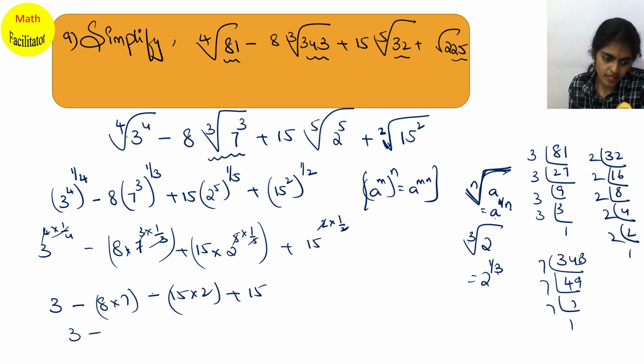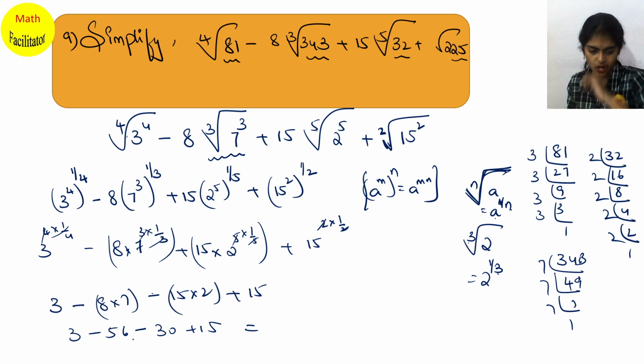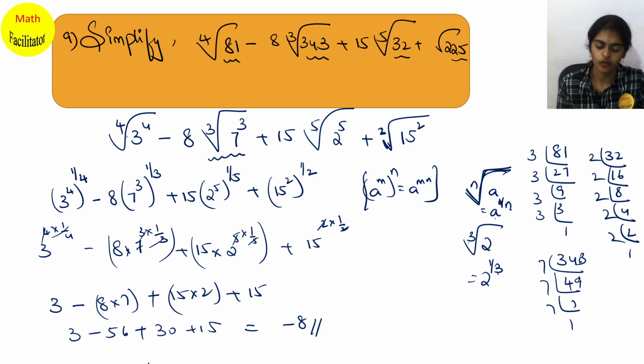That's it. So 3 minus 56 plus 30 plus 15. So your final answer is how much, beta? Okay, it is plus 30. See here, I'll write one more step if you want. Minus 56, 30 plus 15 plus 3. So 45 plus 3 is 48. 48 minus 56, so the final answer is minus 8.